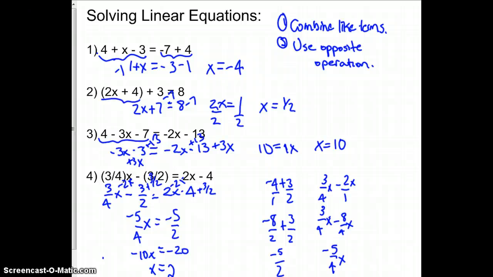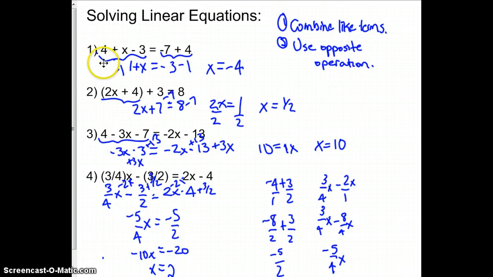Another key part of our review is solving linear equations. The first thing you should always do is combine like terms, and then when you need to organize things to do this, you use the opposite operation. So for example, if you've got a positive number, you would subtract it to the other side.